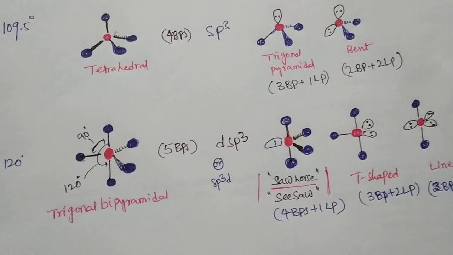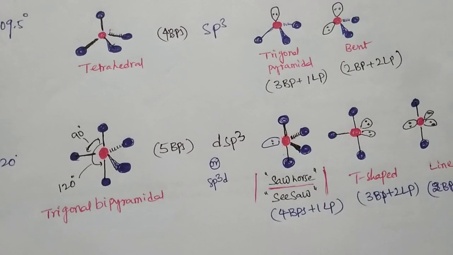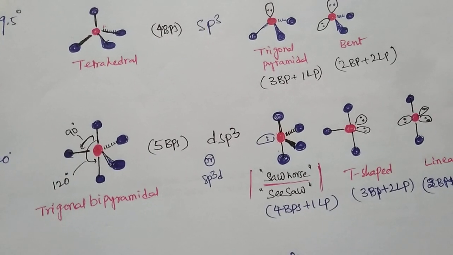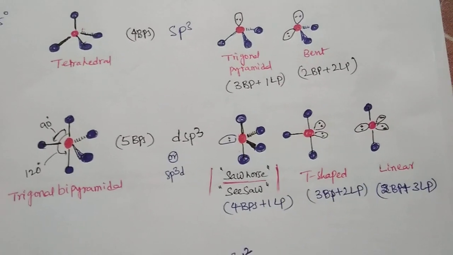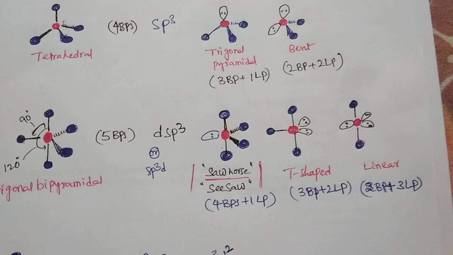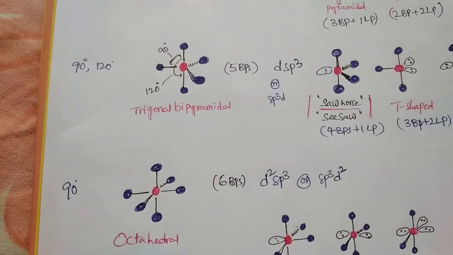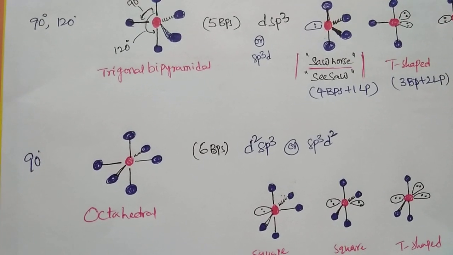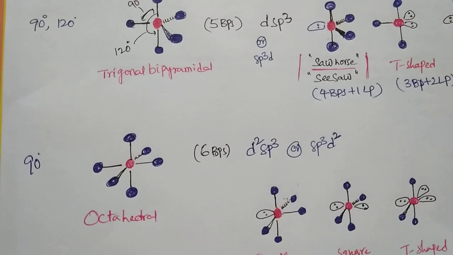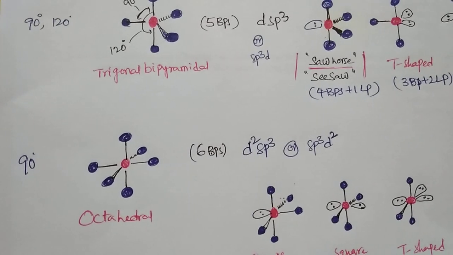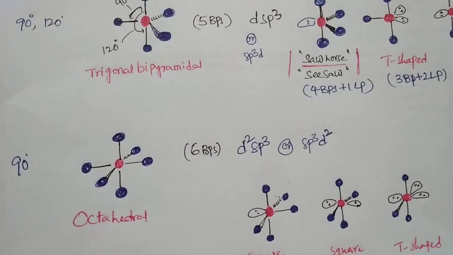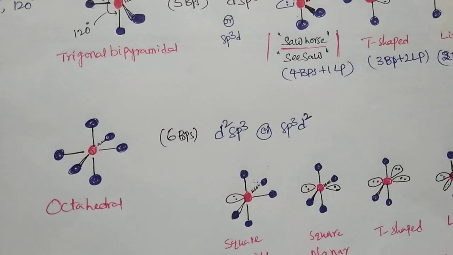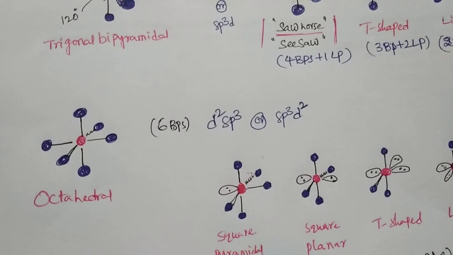Four bond pairs, one lone pair: the shape is seesaw. Three bond pairs, two lone pairs: T shape. Two bond pairs, three lone pairs: linear in shape. Move on to the octahedral. Six bond pairs means octahedral shape. This one is also written d2sp3 or sp3d2. sp3d2 is also correct. Don't confuse, sp3d2 is the correct one.